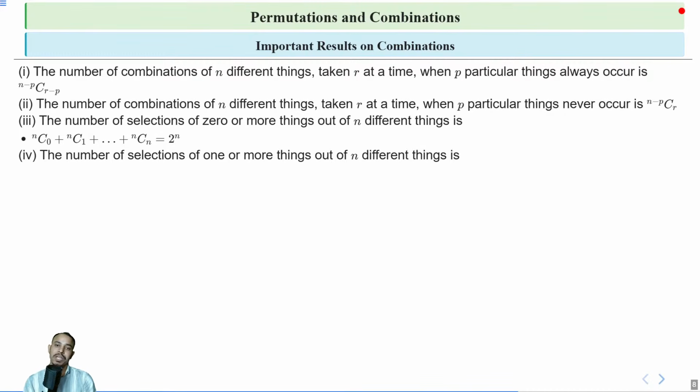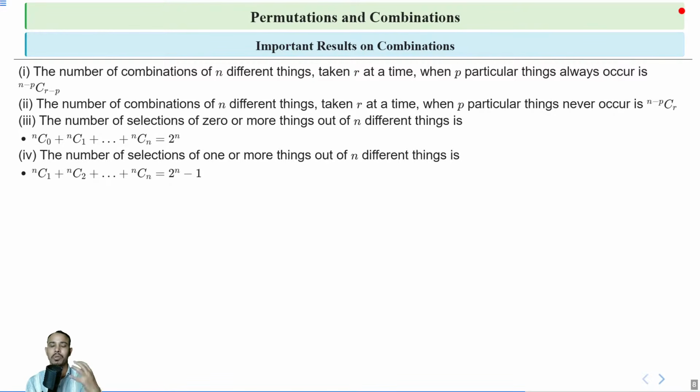Here we have to select one or more things out of n different things. So what is the number of selections of one or more things out of n different things? That we have to find. The number of selections of one or more things out of n different things is 2 to the power n minus 1. You are not selecting the empty collection. That means you start from 1, and you are taking one or more things out of n different things, so the number of selections is 2 to the power n minus 1.